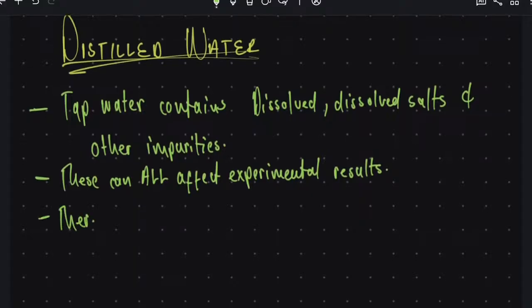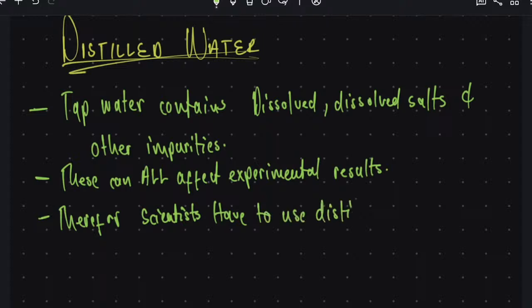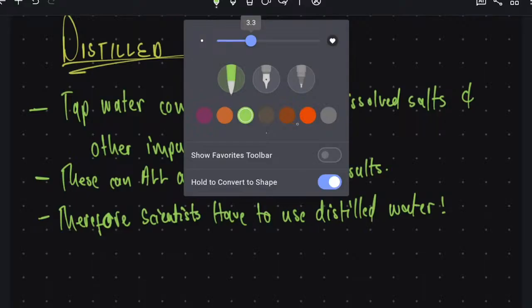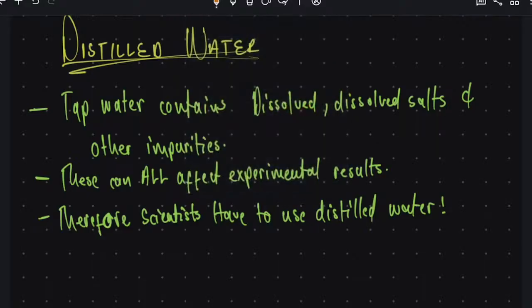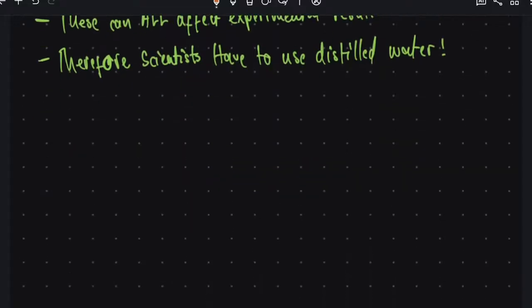Therefore, scientists have to use distilled water. Scientists do not use tap water in experiments because it has impurities. And because it has impurities, everything about it is false. Its melting point is false. Its boiling point is false. It will affect your results. So, distilled water is what is used in labs.